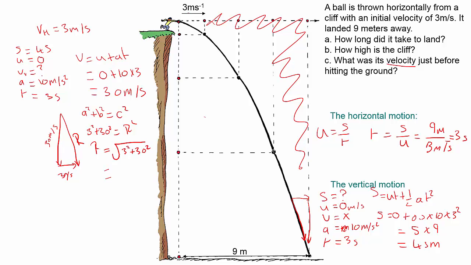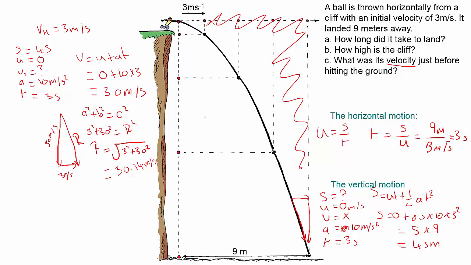The solution to 3 squared plus 30 squared is equal to 30.14 metres per second. So that's the resultant vector of it travelling 30 metres per second vertically downwards and 3 metres per second horizontally to the right. So along this line it's travelling at 30.14 metres per second.